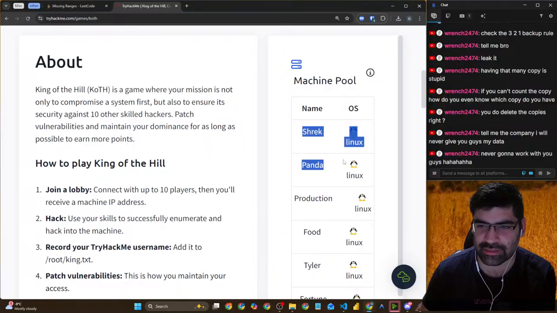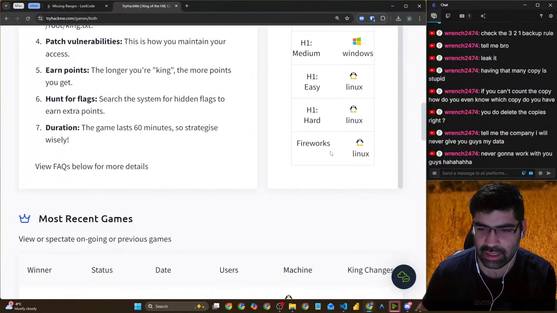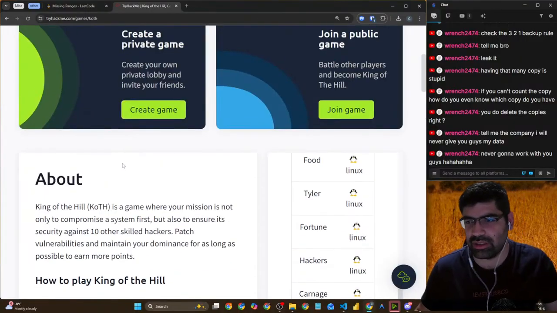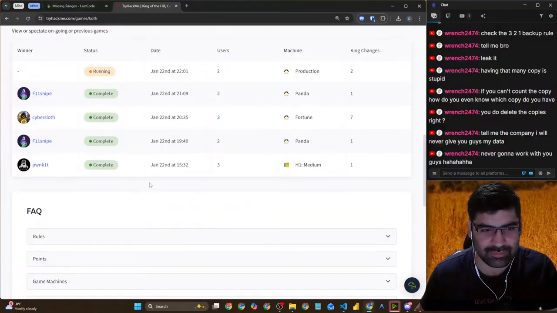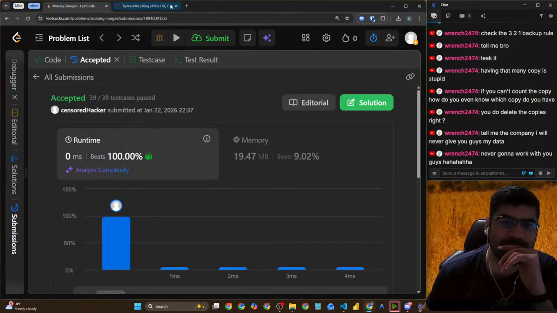I'm down for these. There are so many good ones, yo. Hogwarts, Linux. I'm down for just playing one day. Any of these ones. If you ever want, I'm down for some King of the Hill games and stuff.